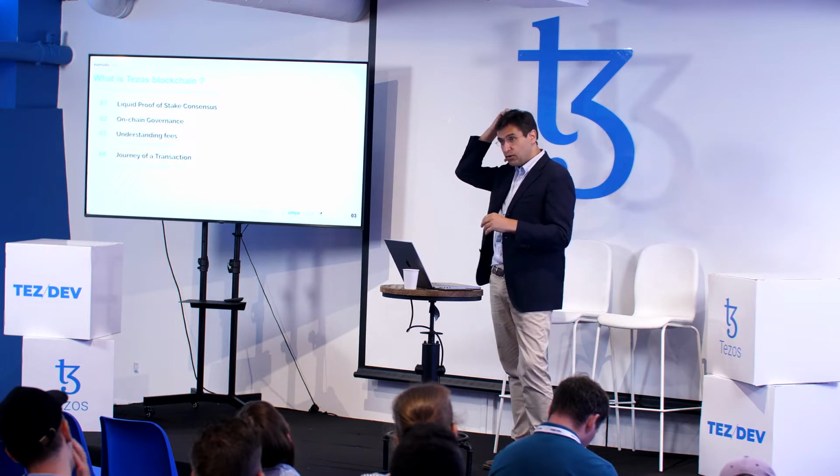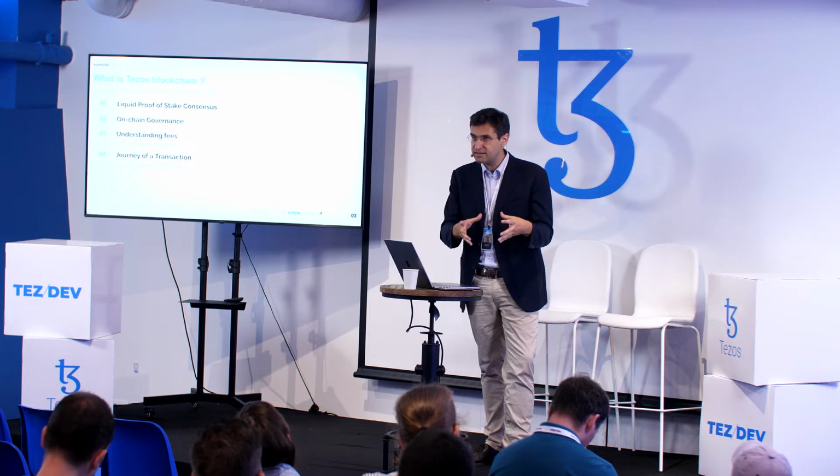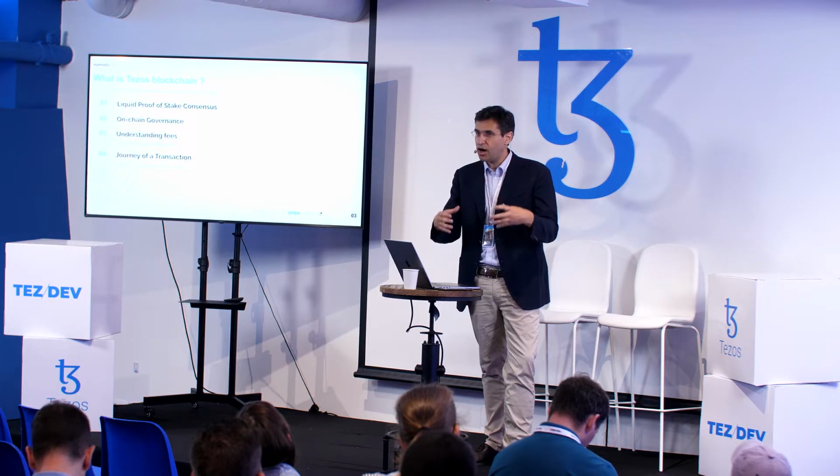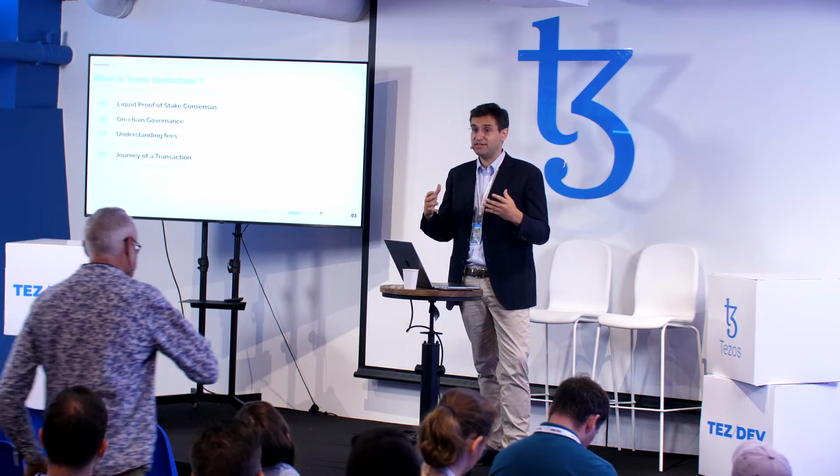But maybe what is even more impressive for a developer is what we call on-chain governance. You need to know, if you're new to Tezos, that one of the very impressive aspects of the blockchain, from my point of view, is its self-amending aspect. What does it mean? It means that Tezos was built to be improved on a continuous, regular basis.